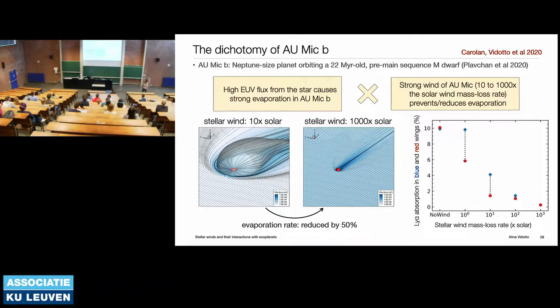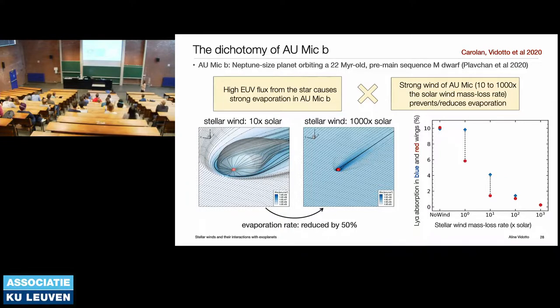There has been a suggestion in the literature that this star has a wind with about 10 times the mass loss rate of the Sun, but other work suggested that this star should have a much stronger wind. For us, 1,000 times higher than the solar mass loss rate is really a lot. So we did a number of simulations varying the mass loss rate of the star. And again, we have a similar conclusion as I showed you before. The evaporation rate is not strongly reduced. It's only a factor of 2.